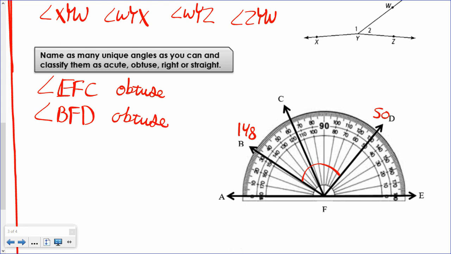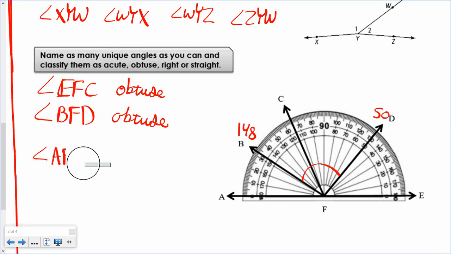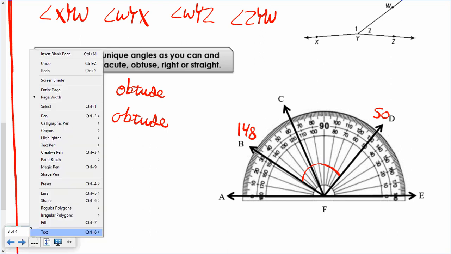Alright, I need 3 more volunteers to make up an angle, and we're going to figure out some information about it. Yes. Alright, everybody. Oh my goodness. Well, I don't know why it's doing that. Nope.